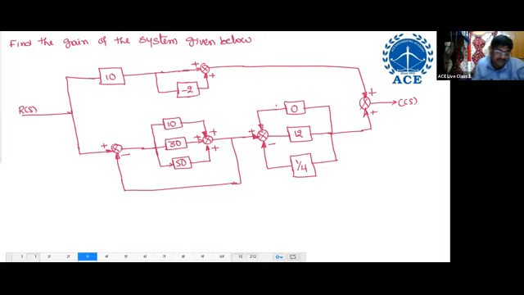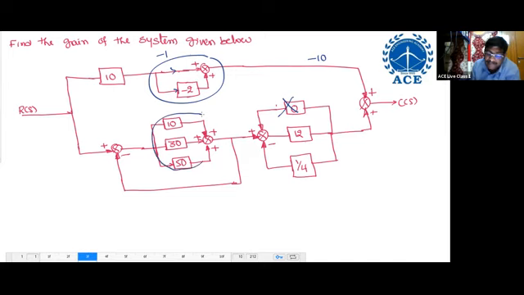See, listen. First, this 0 means no feedback. So these two are parallel. Both in the same direction are parallel. This is 1, this is minus 2, means minus 1. Minus 1 into 10 becomes minus 10. Now these three are parallel.